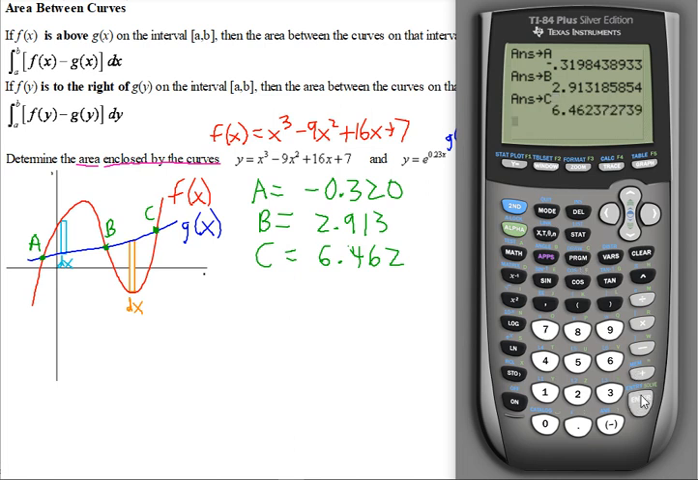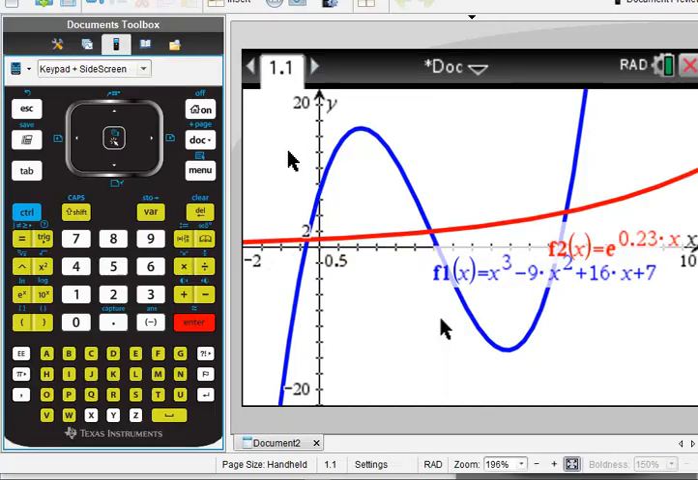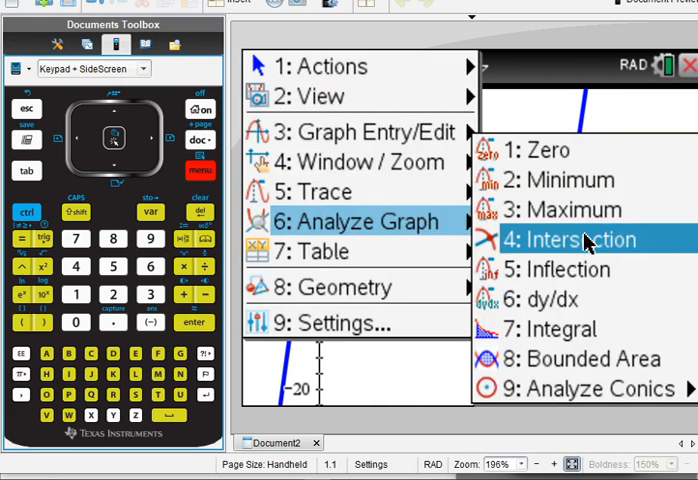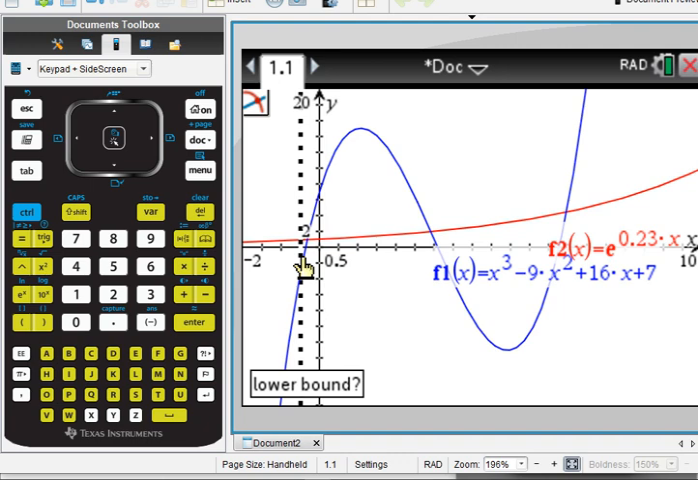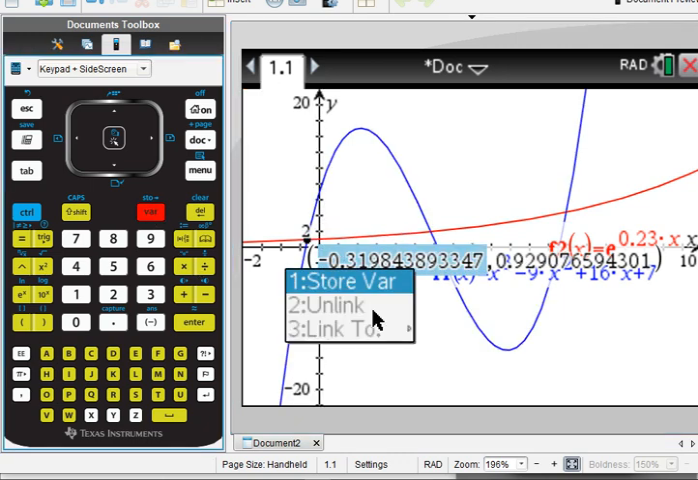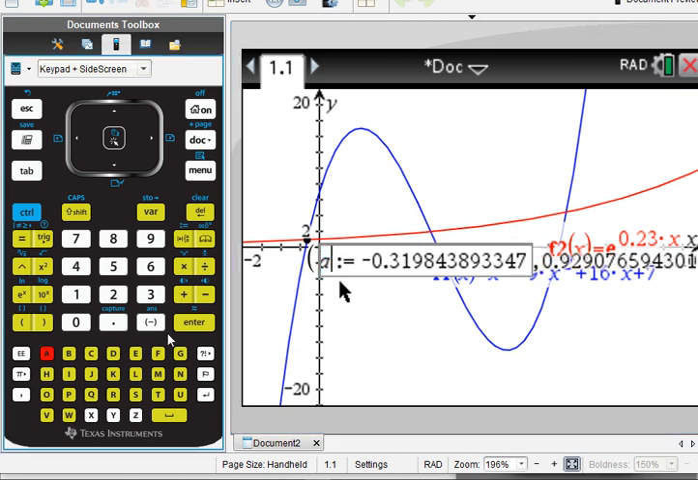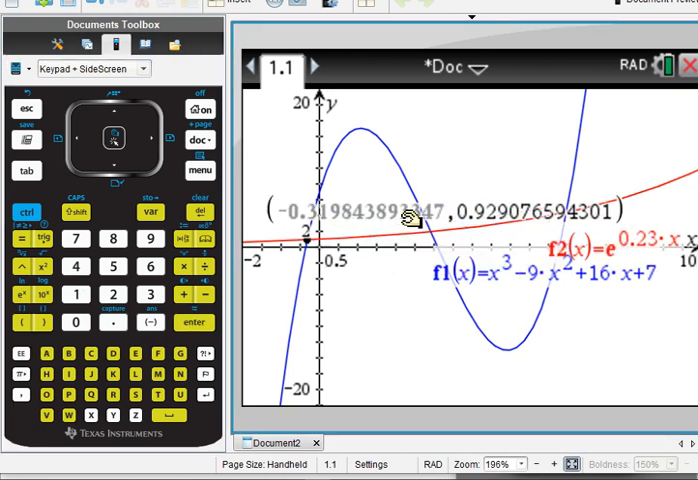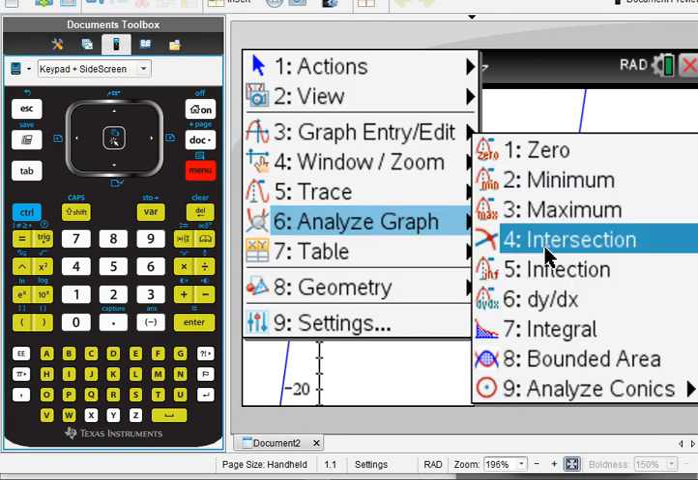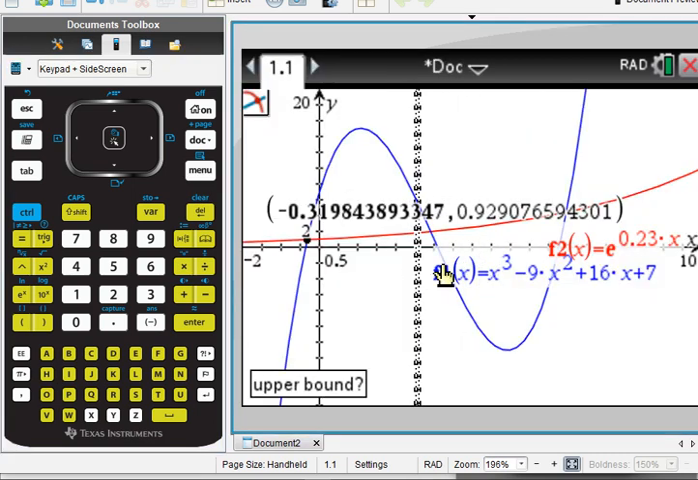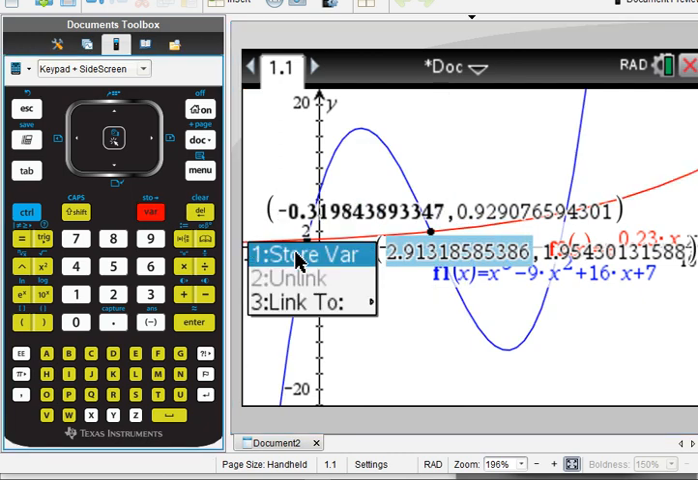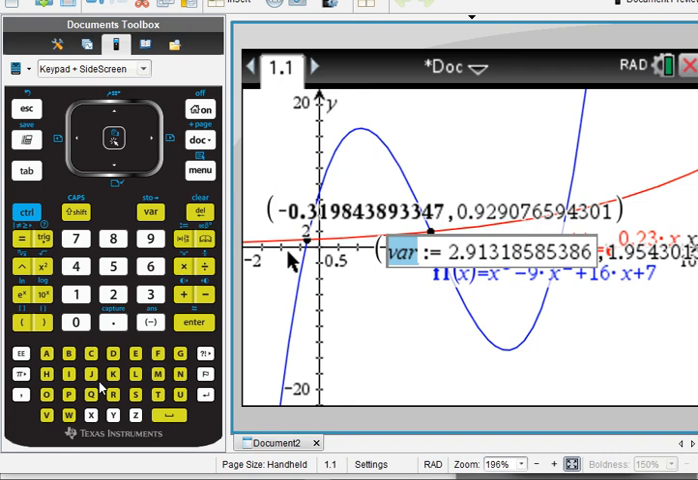All right, and then on the Inspire, same thing. Find the points of interest: menu, analyze graph, intersection, lower bound, click to the left of it, upper bound to the right of it, and then highlight it. Var, store, A. You can move it around as you want here, and let's find the other two. Menu, analyze graph, intersection. To the left of it, lower bound, upper bound to the right of it, there it is, highlight it. Variable, store as B. Enter.